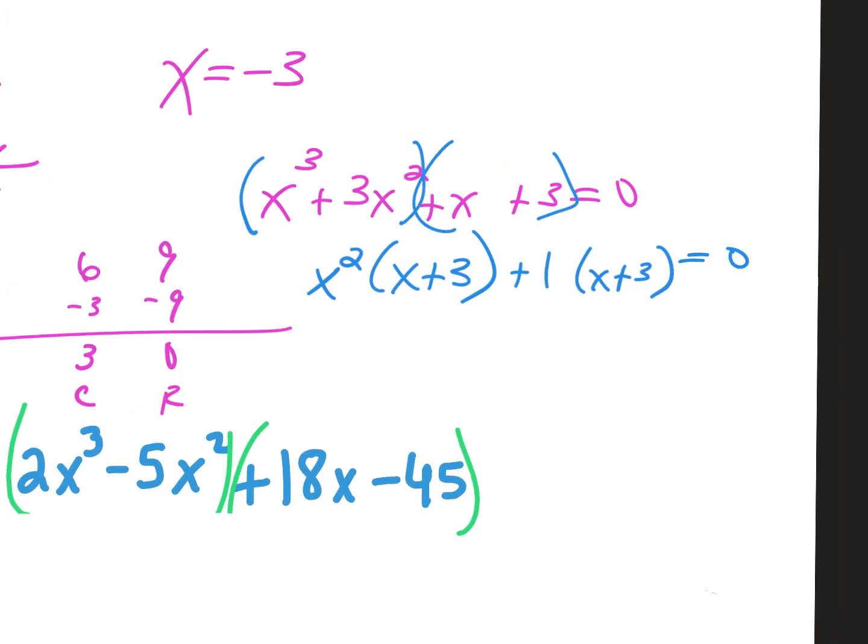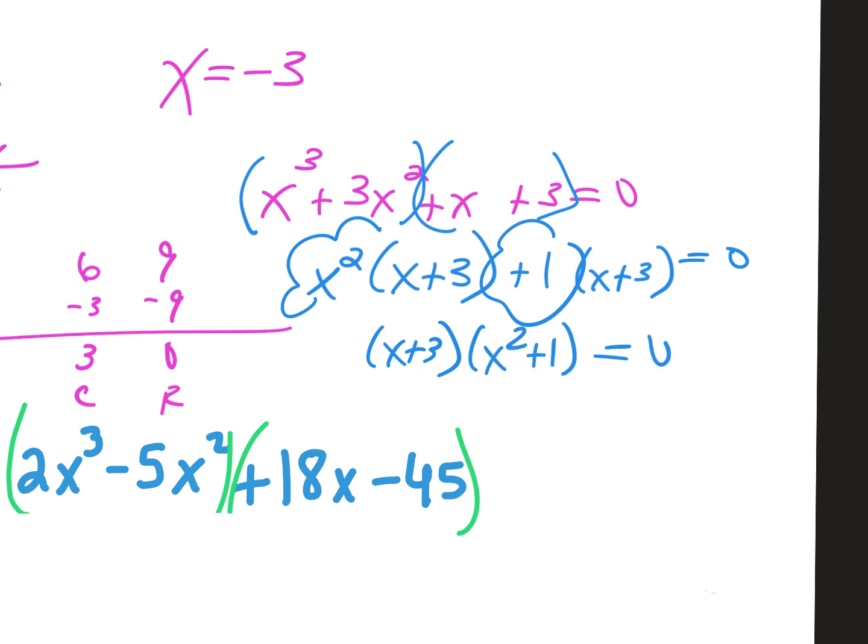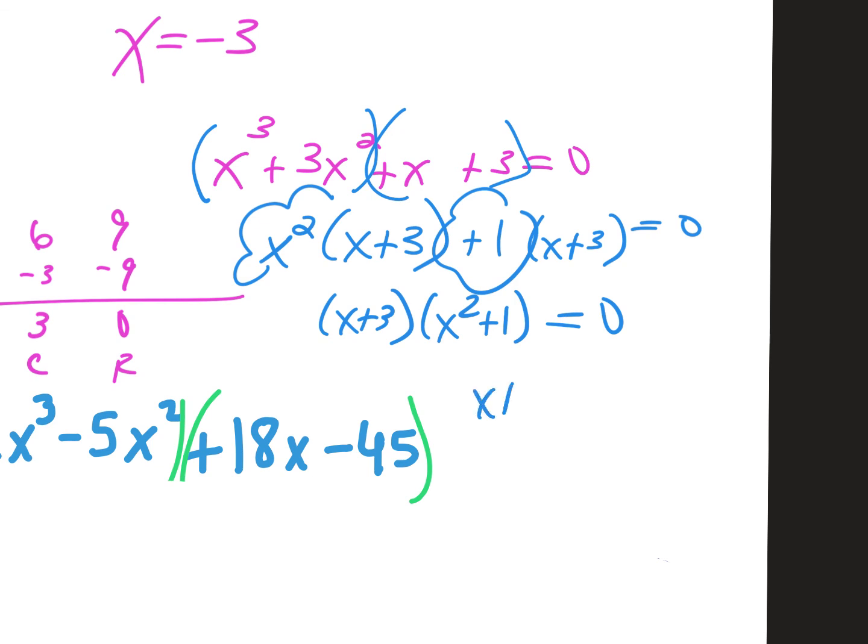So my new GCF here is x plus 3. And then the leftovers get their own parentheses. So it's x squared plus 1 equals 0. Can I break down x squared plus 1 anymore? No. That is not the difference of perfect squares. So at this point, we just say, okay, x plus 3 equals 0. X squared plus 1 equals 0.